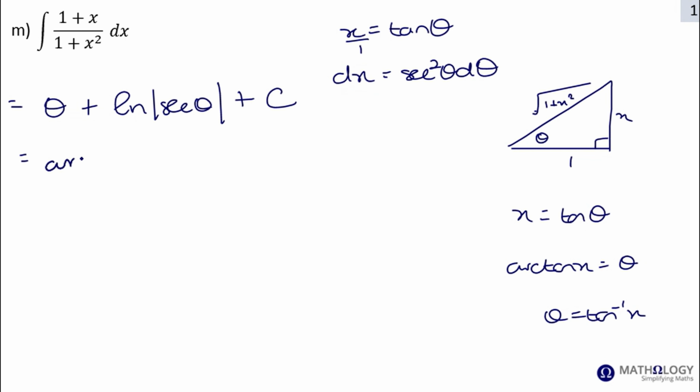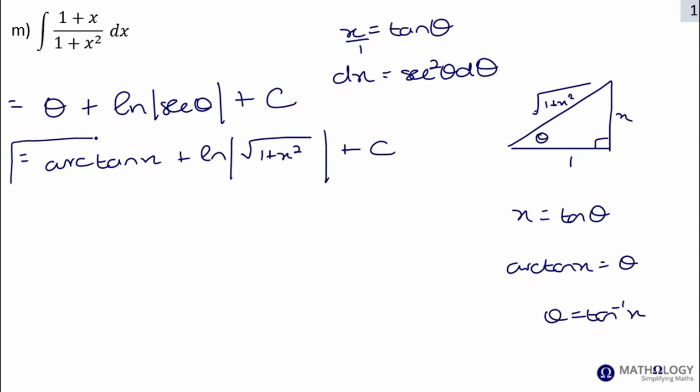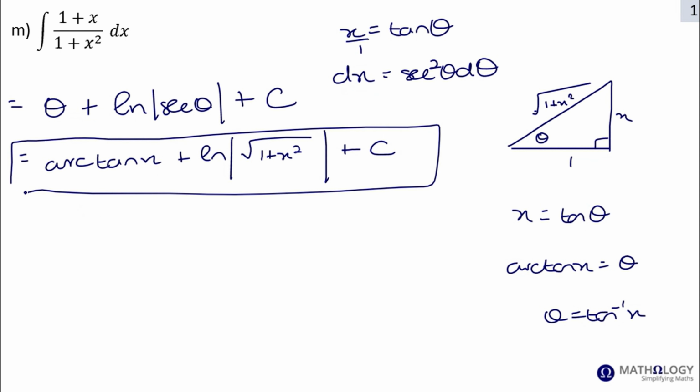So we have arc tan x plus ln sec theta. Sec is hypotenuse over adjacent. So it's root 1 plus x squared over 1. So you have root 1 plus x squared, and then plus the arbitrary constant. And that is the final answer.